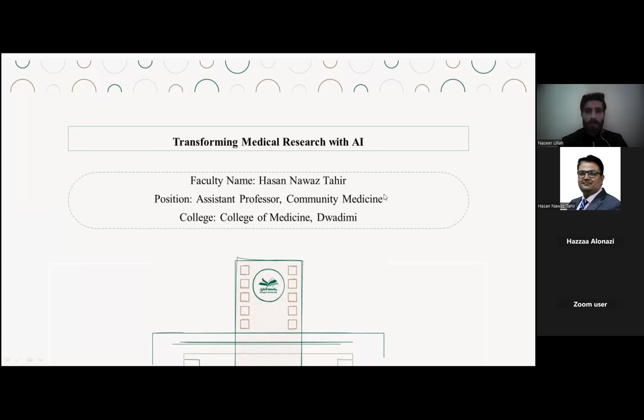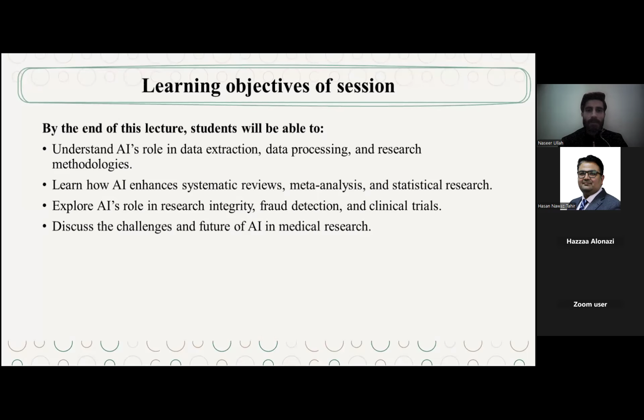The topic for our today lecture is transforming medical research with artificial intelligence. Learning objectives of this session will be: understand AI's role in data extraction, data processing, and research methodologies; learn how AI enhances systematic reviews, meta-analysis, and statistical research; explore AI's role in research integrity, fraud detection, and clinical trials; discuss the challenges and future of AI in medical research.